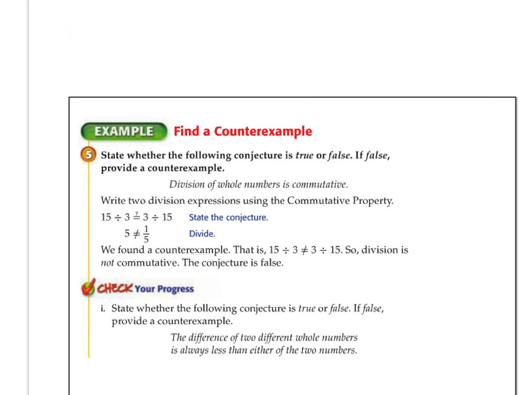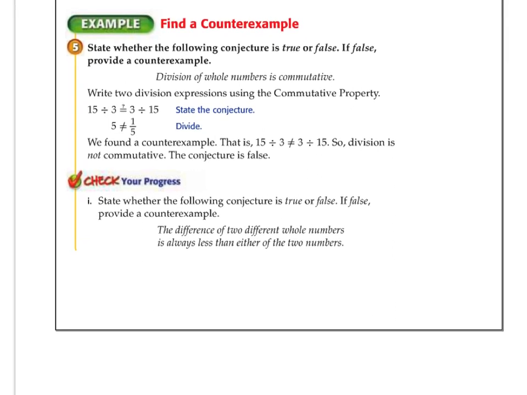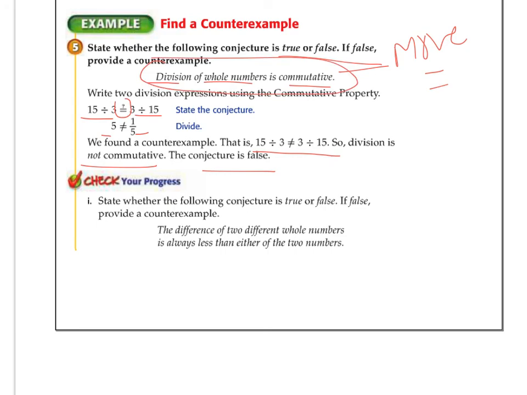You may be asked to find a counterexample. That just means, say if it's true or false, if you read a sentence. Is it true or is it false? Division of a whole number is commutative. So we say, okay, division, whole numbers, is it commutative? Commutative, we need to know it can move and stay equal. So they give an example. Should 15 divided by 3 be the same as 3 divided by 15? Well, we know that 5 is not equal to 1/5. So the counterexample would be this. And since it's not commutative, this sentence was false.